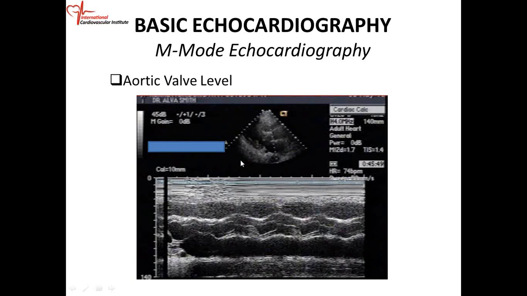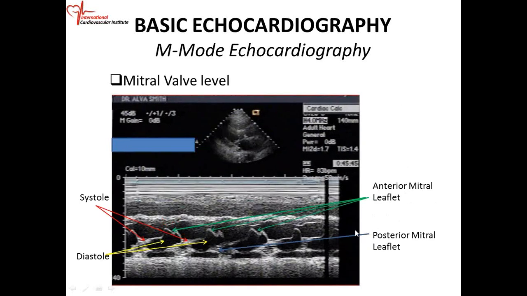So the structures in your M mode: the chest wall, not much motion, that's why it looks so straight. Then after the chest wall is the pericardium, supposed to be very thin. Then the RV wall, then the RV cavity. So all of this is the RV cavity. Then this bright thick line is the wall of the aorta, the aortic wall.